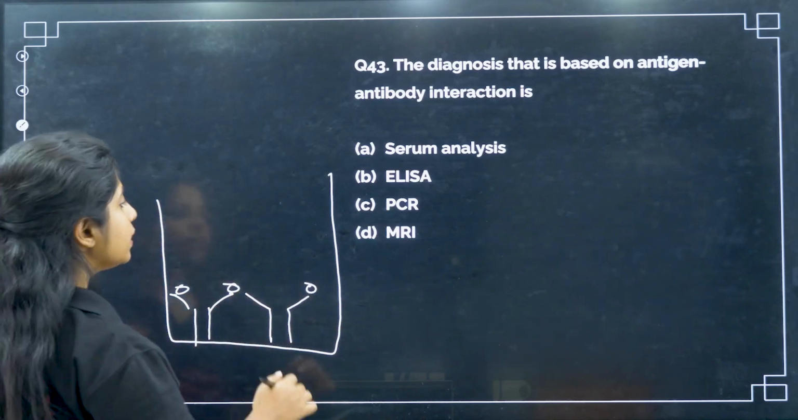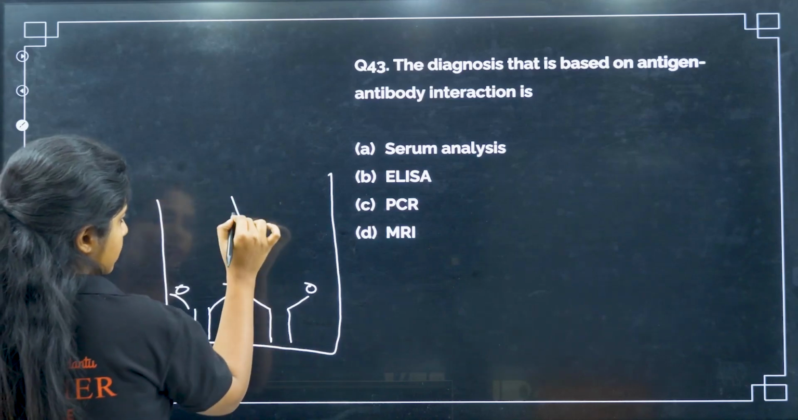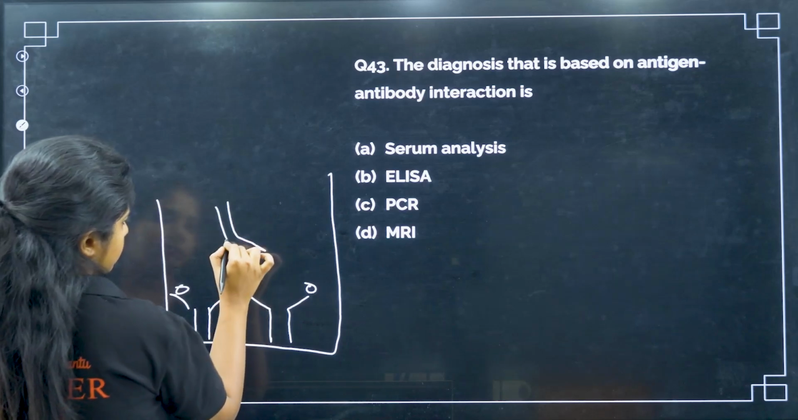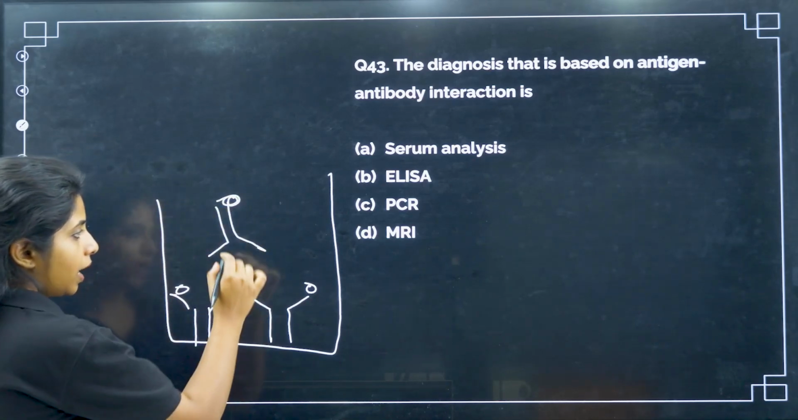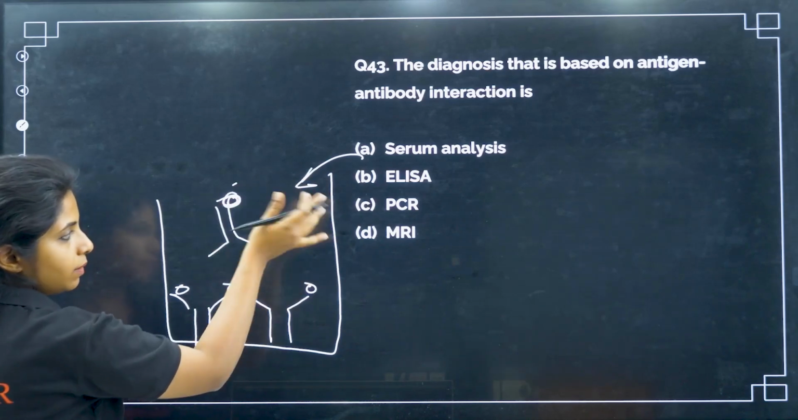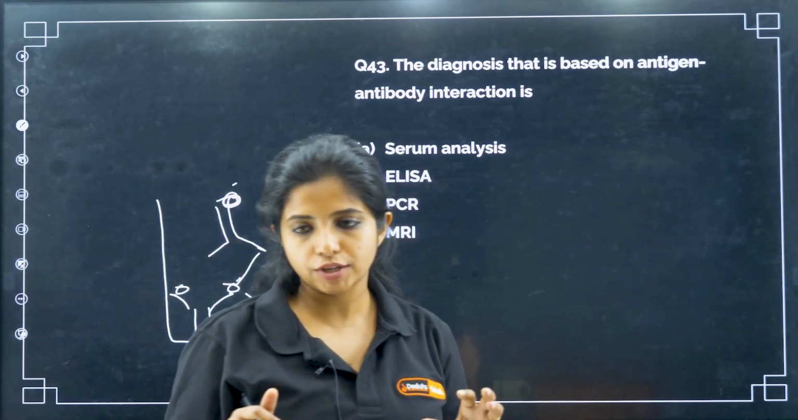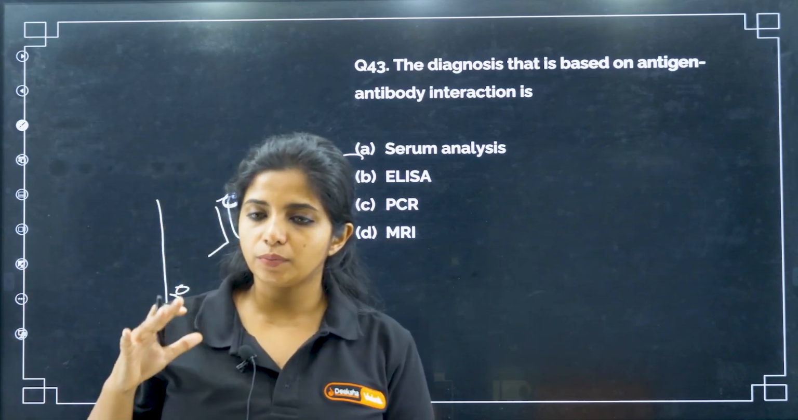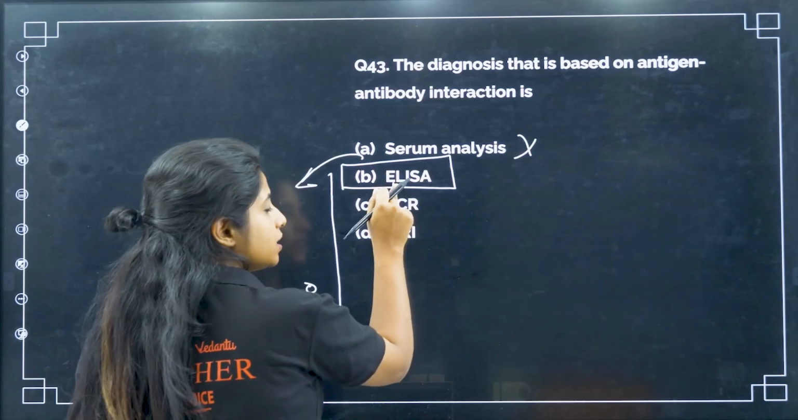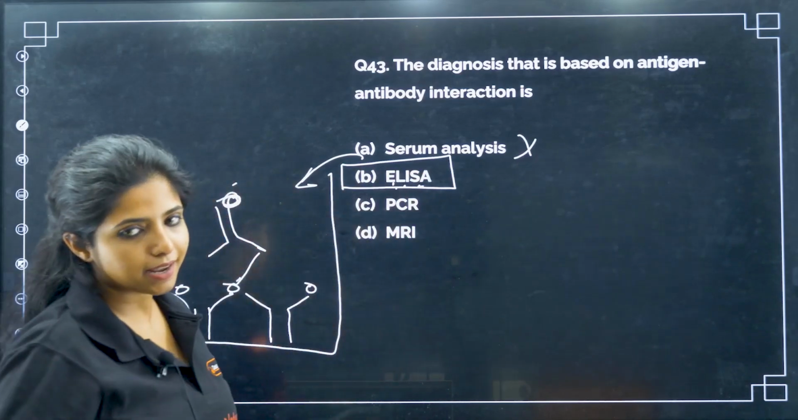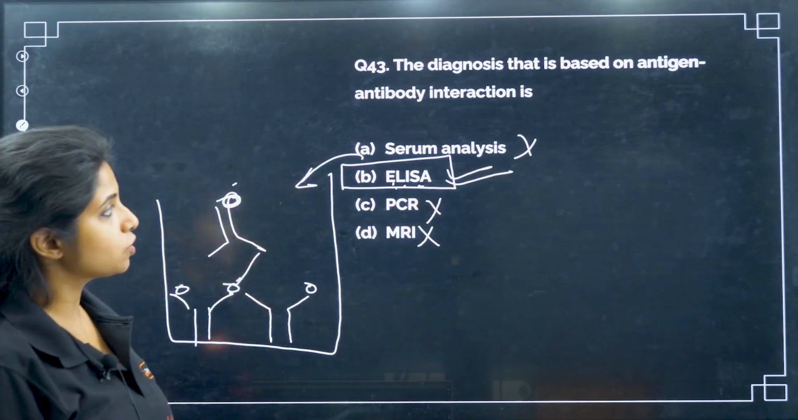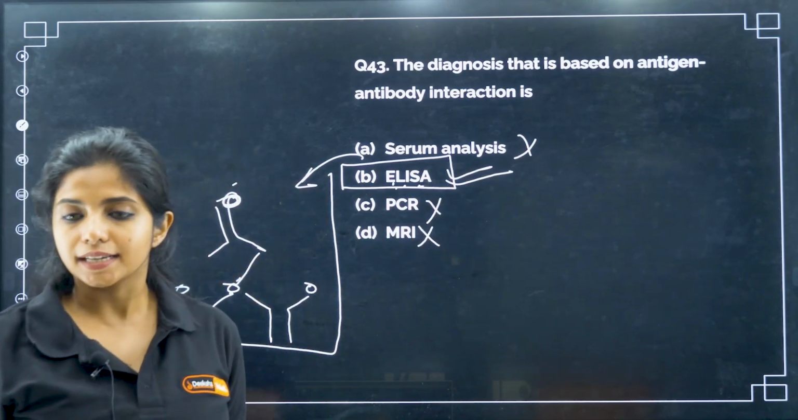You get it? For viewing it, I will have another antibody, and this antibody, my dear children, that I am going to add is linked with an enzyme. It will come and attach directly over here. Now when I add the substrate, the enzyme acts on it and there is a color change. So the diagnosis that is based on antigen-antibody interaction is serum analysis, no. ELISA, yes. Enzyme linked immunosorbent assay, that is ELISA. Is it PCR? No. Is it MRI? No. Your answer is this: the diagnosis based on antigen-antibody interaction is ELISA.